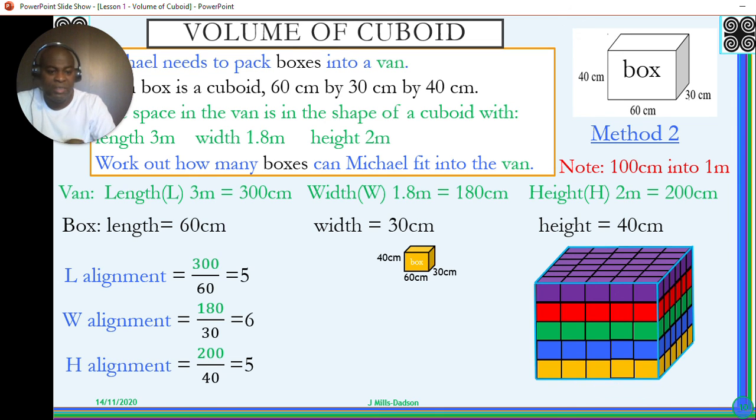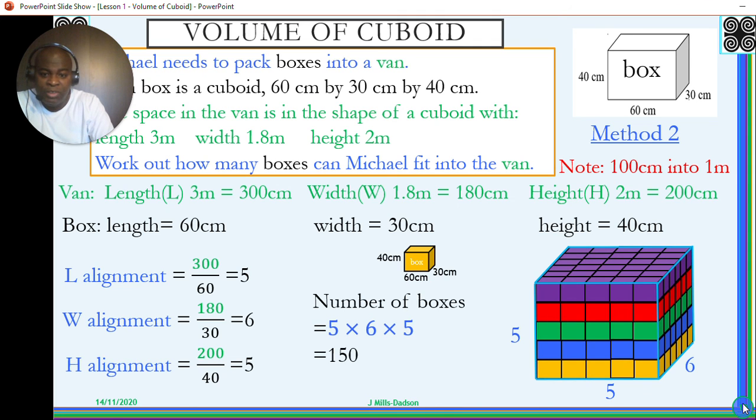So that tells you that truly we have 150 boxes. With this, you can see that if you put the alignment as the dimension of the box, you can find the volume of the cuboid, and you still have the same 5 times 6 times 5, and that will give you 150. So you can do this kind of work using the alignment method, dividing the length of the van by the length of the box, the width of the van by the width of the box, the height of the van by the height of the box, and the final answers that you have for each alignment, you multiply them. That will give you the amount of boxes that will fit into the van. So this is the second method.